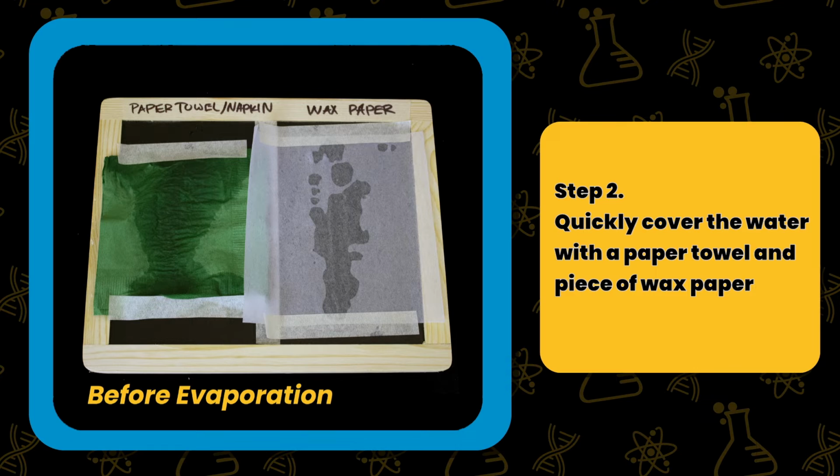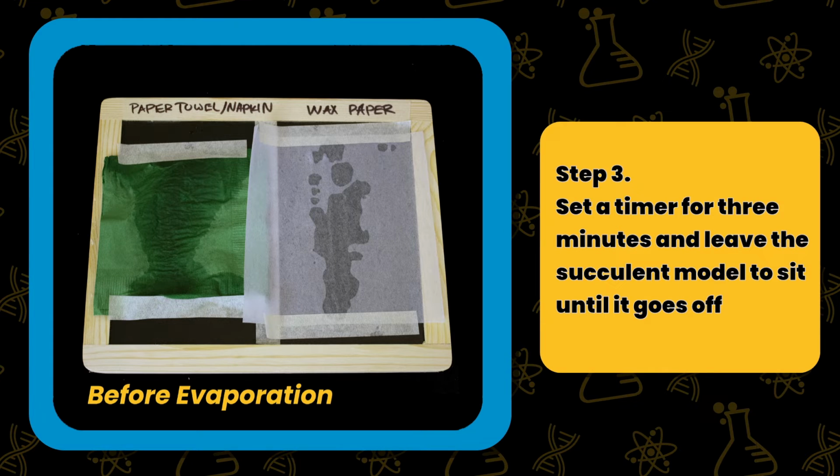Next, quickly cover the water with a paper towel and a piece of wax paper. Then, set a timer for 3 minutes and leave the succulent model to sit until it goes off. This would be an excellent time while the timer is going to do the Desert Adaptation worksheet included on the STEM Activity Clearinghouse page for this activity.